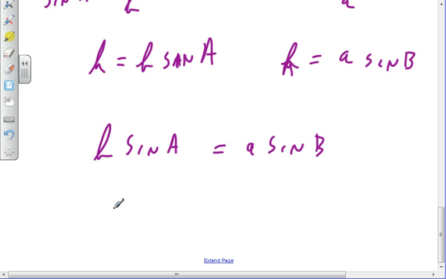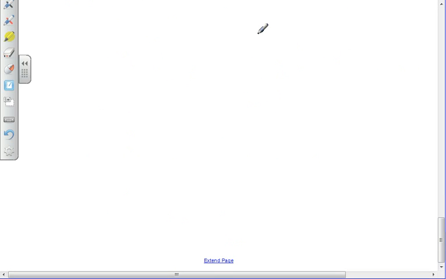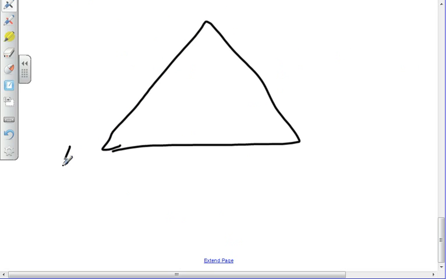I can cross multiply and have a divided by sine A equal b divided by sine B. I could do that, right? Sure. Yeah, why not? And then I could go back and I could say, I got this triangle. Here's A, here's B, here's C, little a, little b, little c.